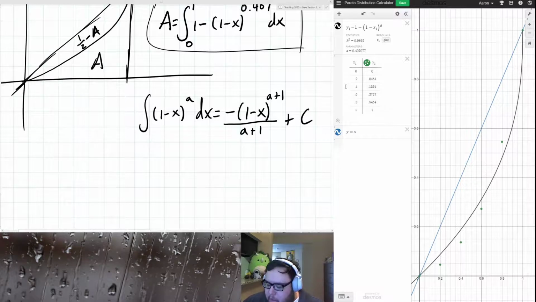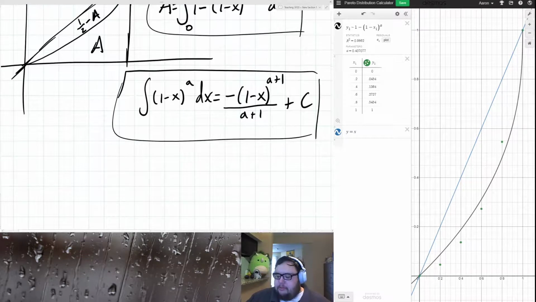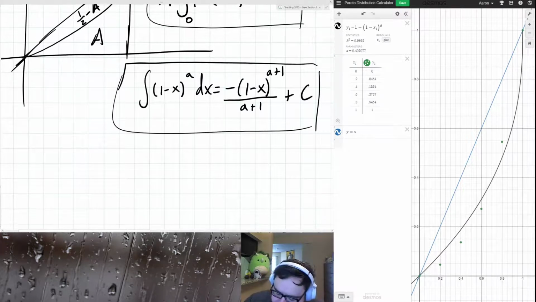You're applying the power rule, but because the x is negative inside of this, you have to pull out the negative sign, essentially. It's kind of like the chain rule. We'll talk more about this later on, but right now we're just going to take this as a fact. This is an integration formula that we know to be true. So now we can do our integral.